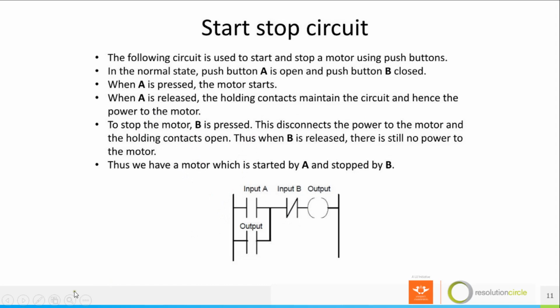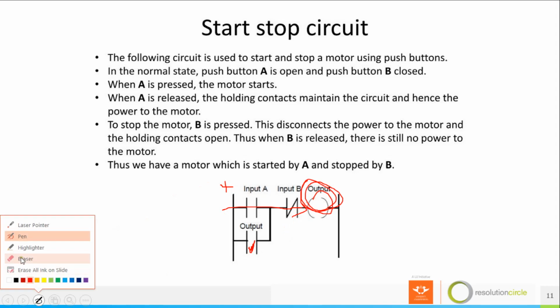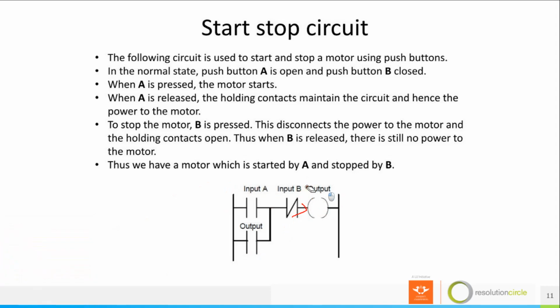This will be your latch. I'm going to explain latch now. Then you'll have B to stop. Whenever B is pressed, it will disconnect power. Remember I said on your left, it's where you'll have your positive. So it will cut power from powering your coil. Then this won't be powered. When this is not powered, this will go back to its initial state, which is being normally open.